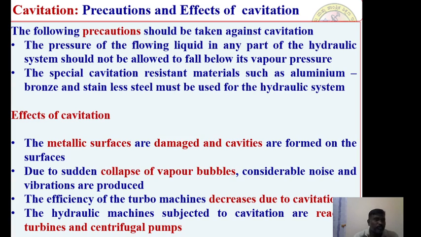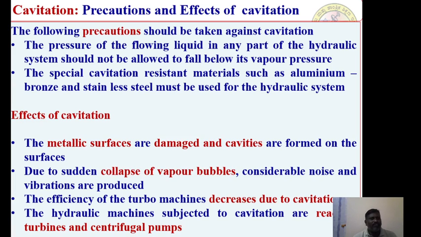This particular concept is called the cavitation concept. How to take precautions? Again, for cavitation, the pressure of the flowing fluid in any part of the hydraulic system should not be allowed to fall below its vapor pressure. That is one thing. The next one, as far as the material is concerned, special cavitation-resistant materials such as aluminium, bronze and stainless steel can be used for hydraulic systems.